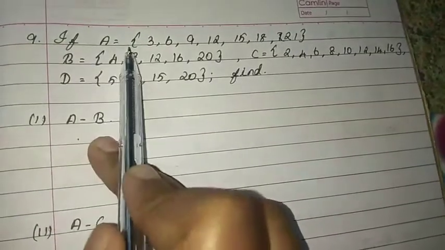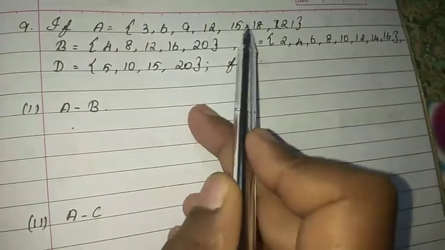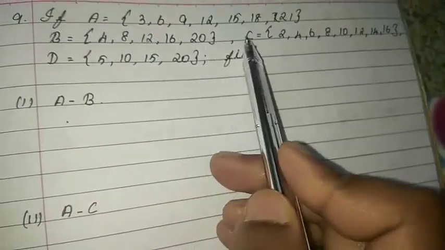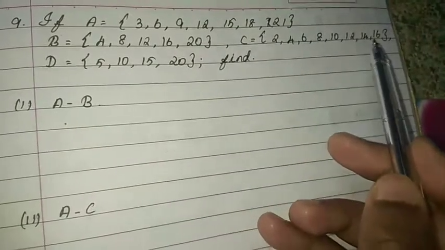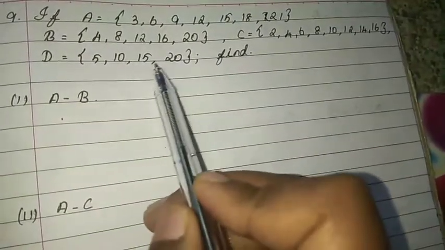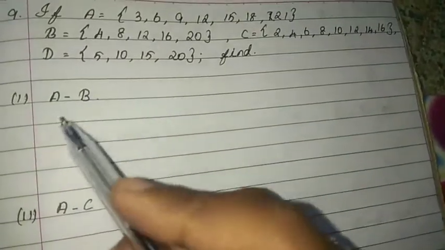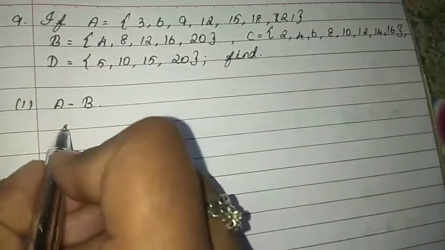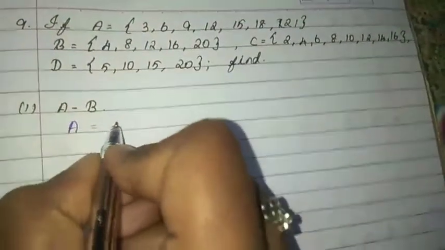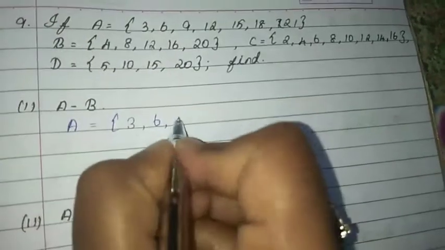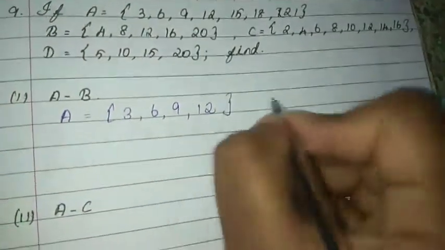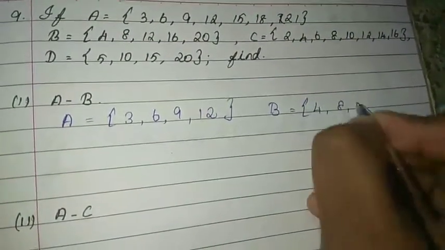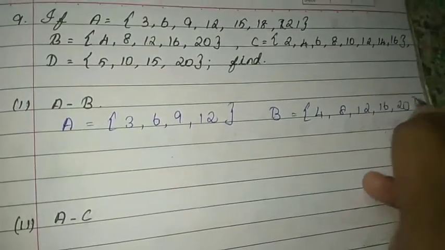Question 9. If A is equal to 3, 6, 9, 12, 15, 18, 21, B is equal to 4, 8, 12, 16, 20, C is equal to 2, 4, 6, 8, 10, 12, 14, 16, D is equal to 5, 10, 15, 20, then we have to find the difference of the given two sets. I already taught you what a difference is. So A is equal to 3, 6, 9, 12. Next B is equal to what? 4, 8, 12, 16, 20.